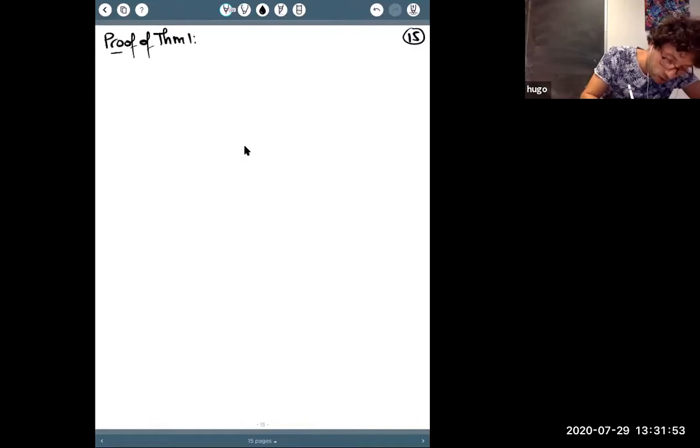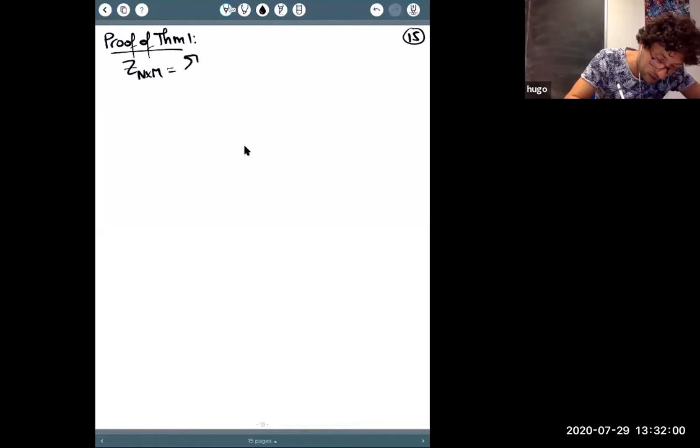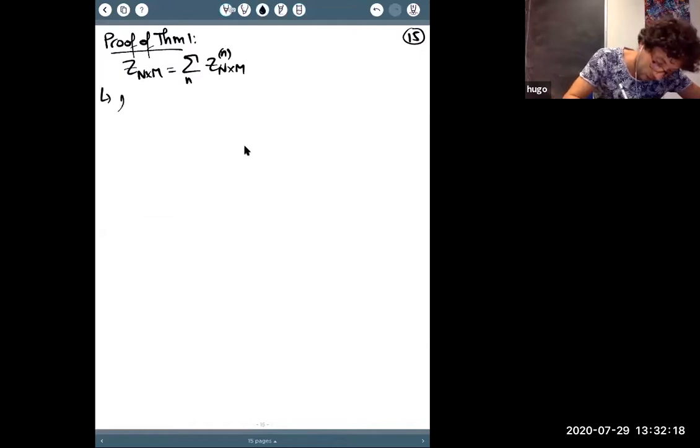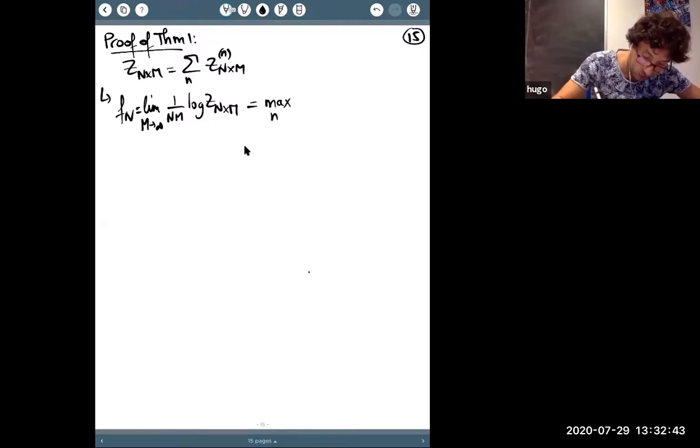which was the computation of the free energy. So remember that Z capital N, Z is the sum over n of Z capital N, n. So this implies automatically that F capital N, which I would define like that, sorry, the limit when m tends to infinity of 1 over Nm log of Znm. Then it's easy to check that it's the max over n of the Fnn.